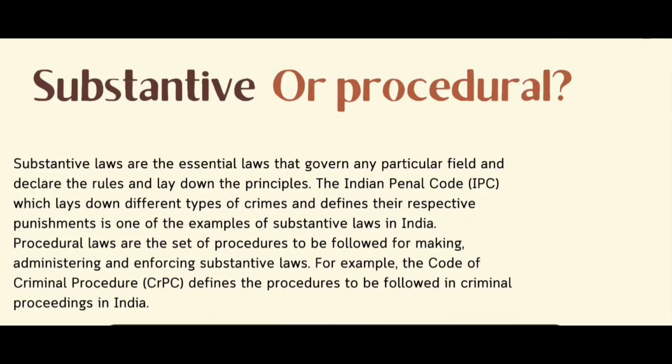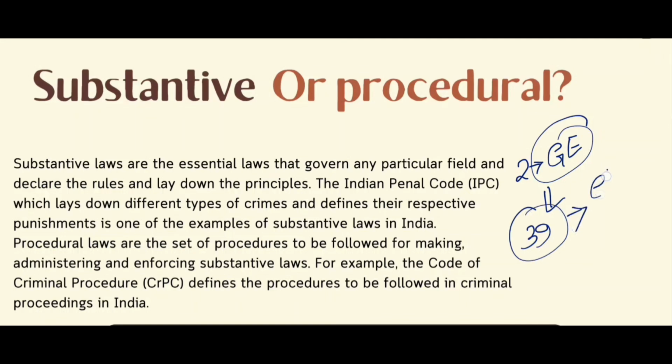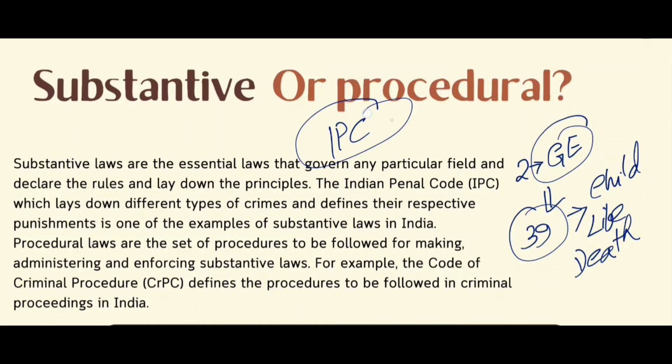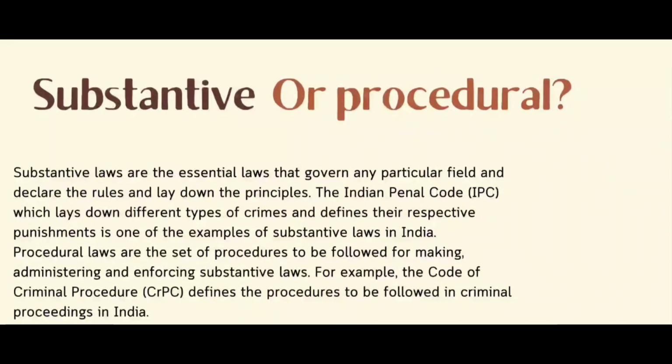BNS also defines such kind of the terms, and section 2 of BNS directly provides for the general explanation. Under general explanation, we have total 39 definition where various terms like child, then life, death, this all terms has been defined under the BNS. Okay, that's why IPC, BNS, all these are the substantive law.